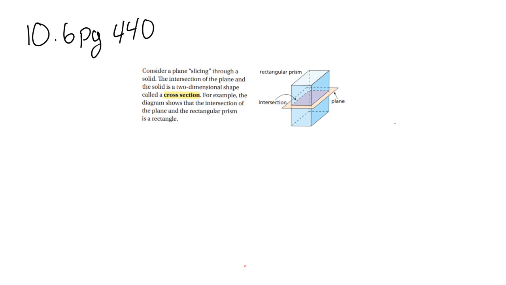It's a rectangle, right? So when you create a cross section, you cut it across, and that doesn't mean that it always has to be straight down the middle. They will slice it at different points throughout the shape. Here, they just did it straight down the middle. And all you have to do is describe what that intersection looks like when you have a cross section. So let's do a couple.